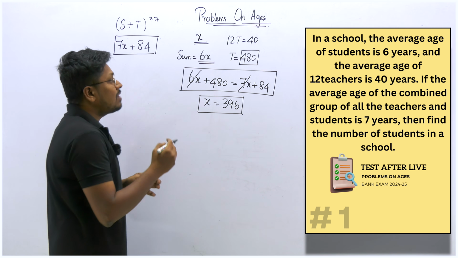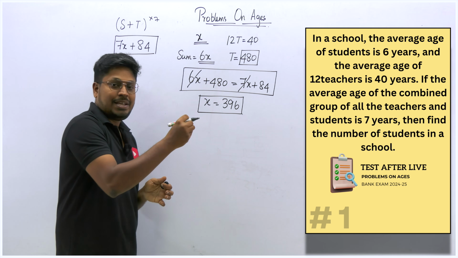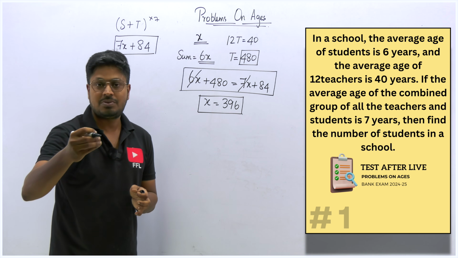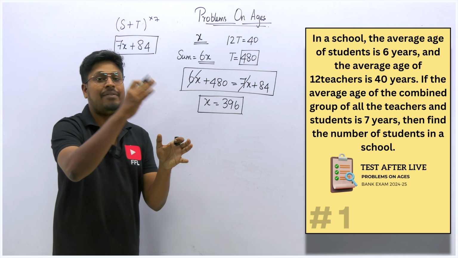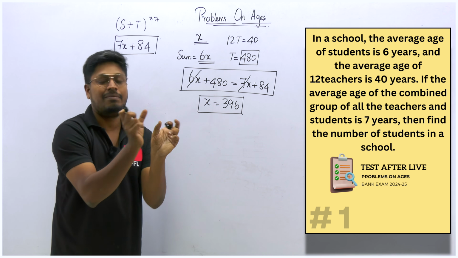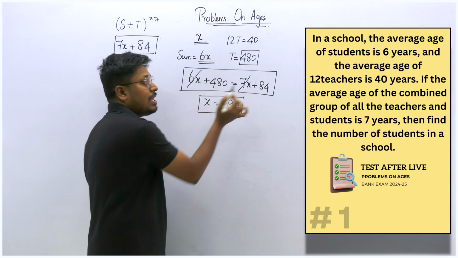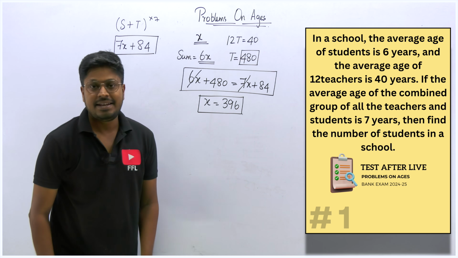So always in the question, they will give you a clue, right? Where the total number of teachers and students, the second data, has been given. So always if it is a classroom, even after 7 years or 8 years, the total ages of both will always be equal. So that's the reason we are equating it. Okay? So the answer for the first question is 396.